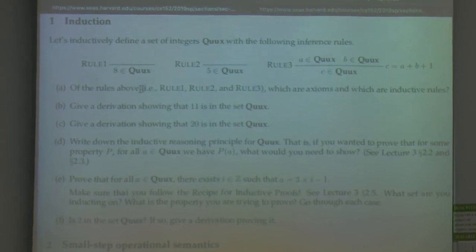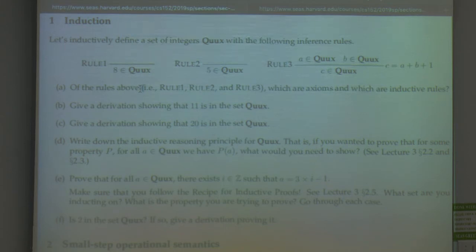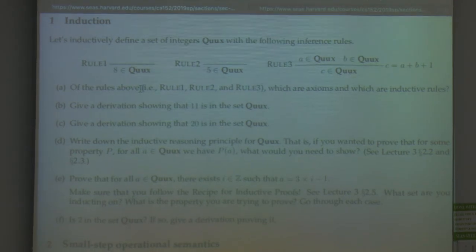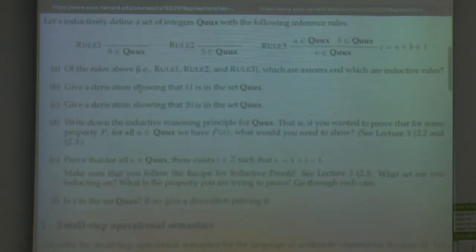So the rules above, rule 1, rule 2, and rule 3, which are axioms and which are inductive rules? As rule 1 and rule 2 do not have anything written on top of their lines, they have no premises. As such, rule 1 and rule 2 are axioms. Rule 3 has two premises written on top of the line and one premise written on the side of the line. Therefore, it is an inductive rule. So 1b says, give a derivation showing that 11 is in the set QX.